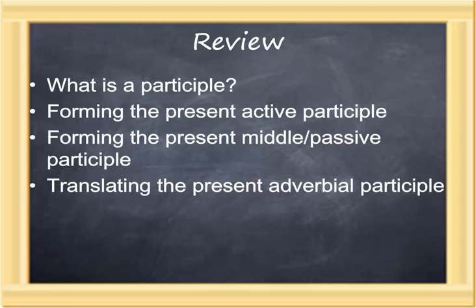So in this lesson, we've talked about what a participle is, namely a verbal adjective, and that impacts not only how it's formed, but also how it functions. We went through the formation of the present active and the present middle passive participle and identified those six forms of each that, committed to memory, will help in parsing all the other forms. And lastly, we tried some crude translation of a present adverbial participle. As you get more experience, this will come more naturally.